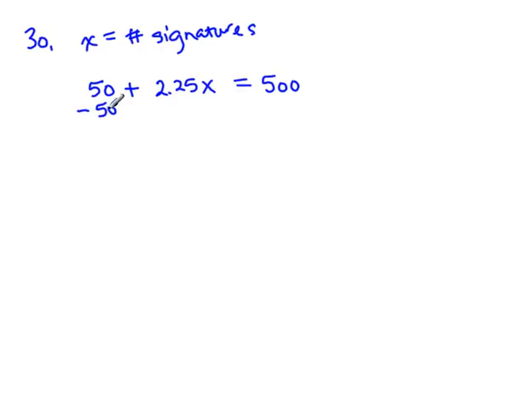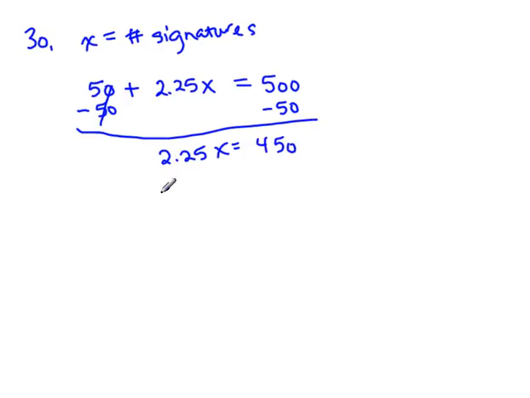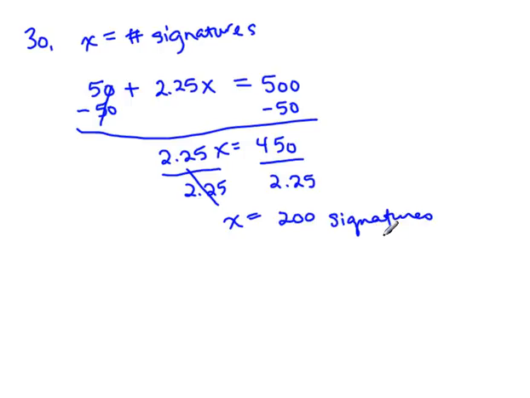Let's subtract 50, so we can get x by itself. 2.25x equals 450. If you want, you can multiply through to get rid of the decimal, but we can just simply divide by 2.25. And x equals 200. Remember, with word problems, answer the question. The question said how many signatures are needed to earn $500 a day. Well, the answer to that would be 200 signatures are needed. Okay, so that's number 30.